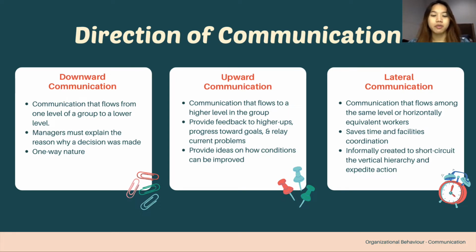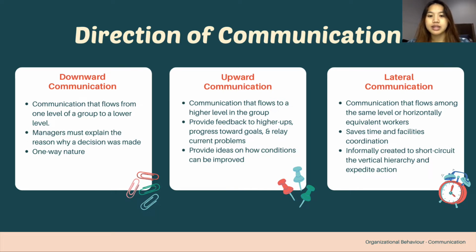offer feedback about performance. Here, the managers must explain the reason why a decision was made and explain it clearly and repeatedly so it can be truly effective and increase employee commitment and support of decisions, although at first they are against it. And the problem here is its one-way nature, so the managers inform the employees but rarely accumulate their employees' advice or opinions, which makes the employees feel less respected when actually every person wants to be respected.